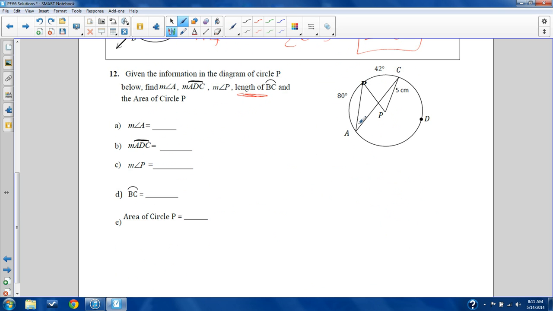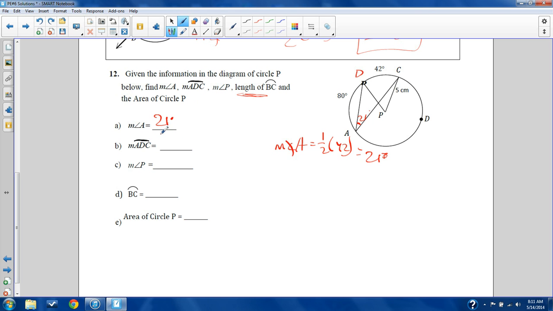Measure of angle A. We need to find this angle right here. We have an inscribed angle whose intercepted arc is 42 degrees. So this is, I think that's a D. So this is DAC right there. If this is 42, angle A is half of 42, which is 21 degrees. So A is 21. Write that in if necessary.